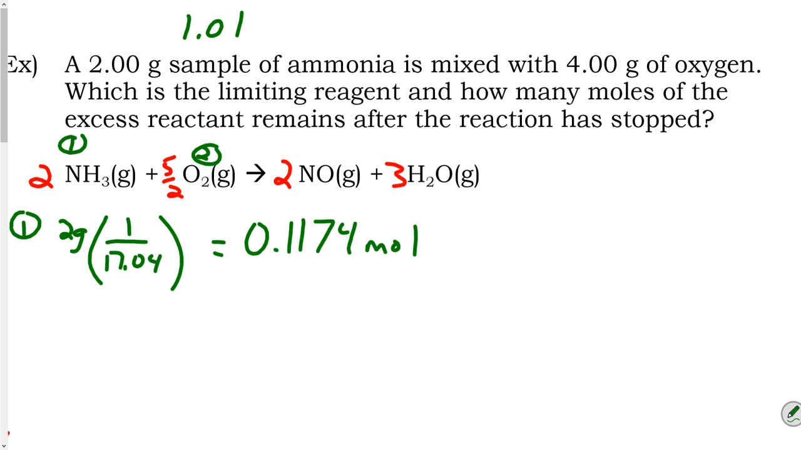Okay, I got that. So that's the moles of ammonia. Now we need the moles of oxygen. That's going to be 4 grams divided by the molar mass. Oxygen is 16, so O2 is 32. So it's 0.125 moles.